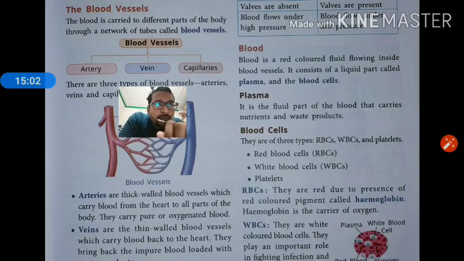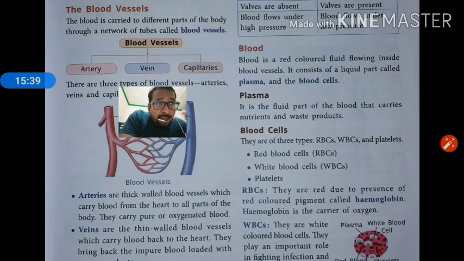In this, you can see the blood vessels. First of all, we are discussing the plasma. The plasma is the fluid part of blood that carries nutrients and waste products. So, water. When you drink water, most of it helps you to keep your blood liquid. 92% of your blood contains water.